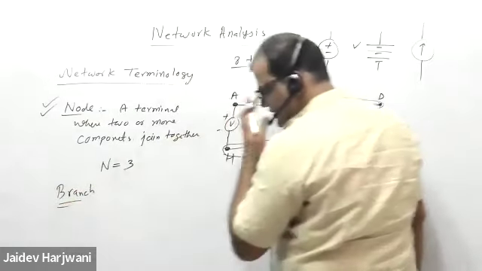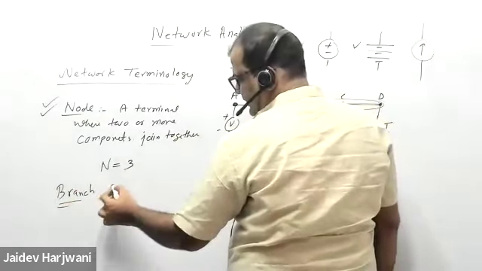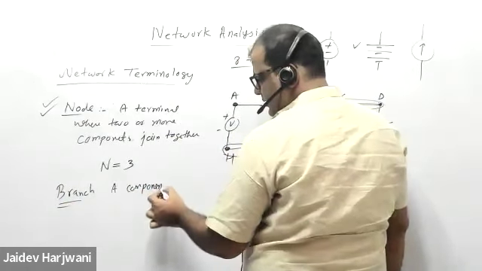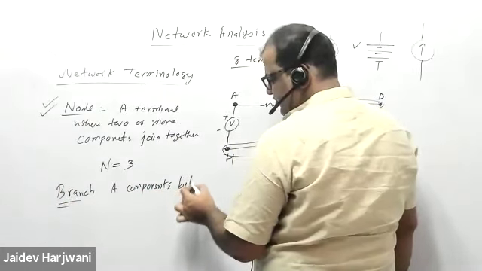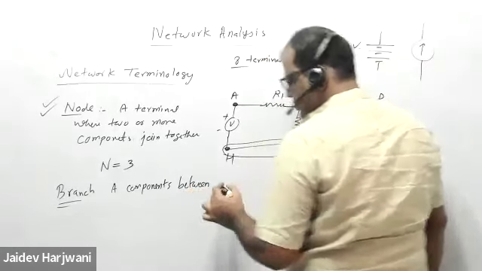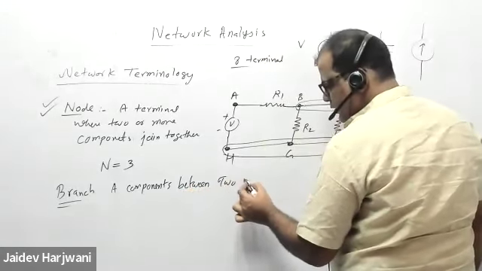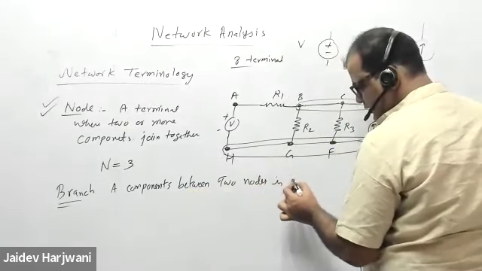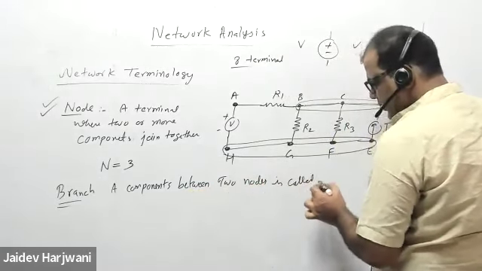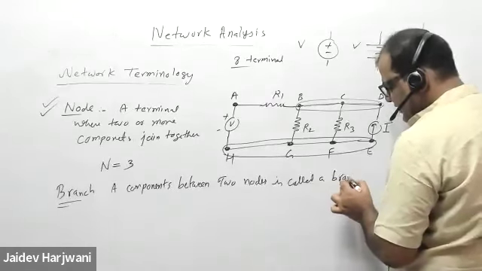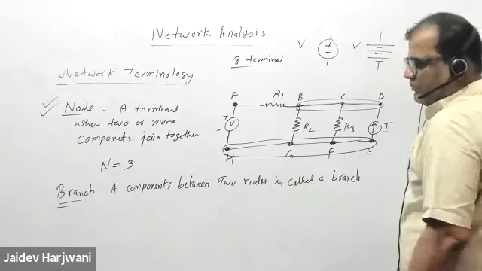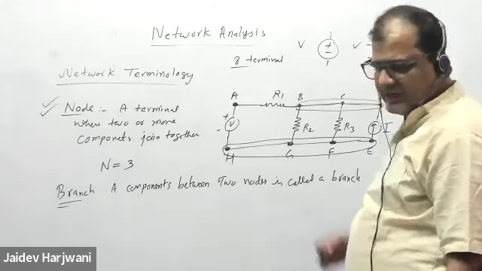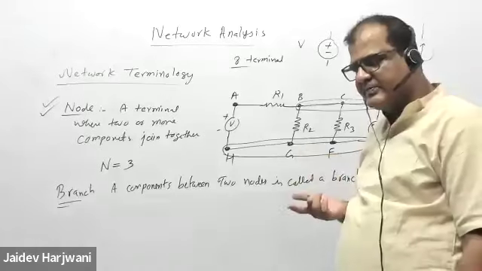Okay, branch. So a component between two nodes is called a branch. So it is very simple. Branch means what? Branch means if any component comes between the two nodes, it is a branch.